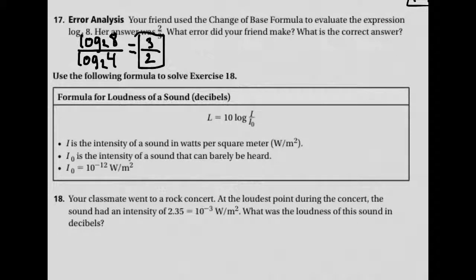So if I compare that to the answer that my friend got, 2 over 3 compared to 3 over 2, I can see what the mistake was. The mistake is probably that he or she wrote log base 2 of 4 over log base 2 of 8, flipping the argument and the base. The argument goes on top, the base goes in the denominator. Okay, so that is the incorrect way of doing it. It's 8 over 4, not 4 over 8.